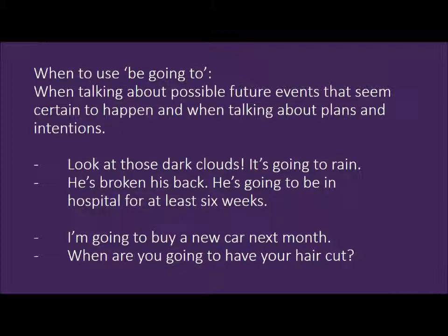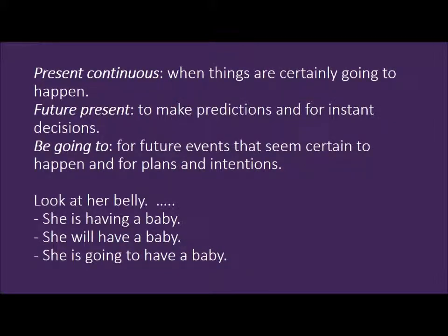Examples of plans and intentions would be the following. I'm going to buy a new car next month. When are you going to have your hair cut? In summary, we use present continuous when things are certainly going to happen. We use future present to make predictions and for instant decisions. And finally, we use be going to for future events that seem certain to happen and for plans and intentions.